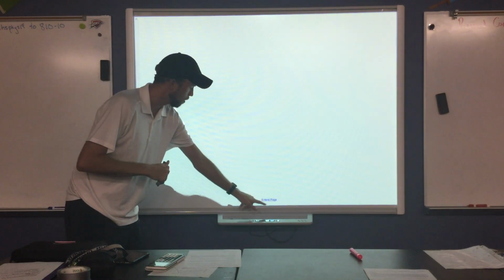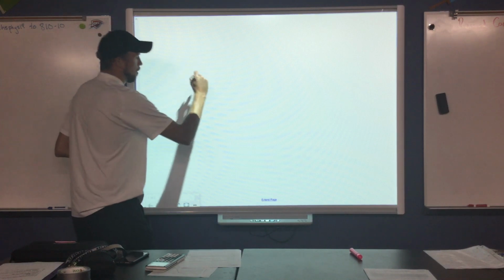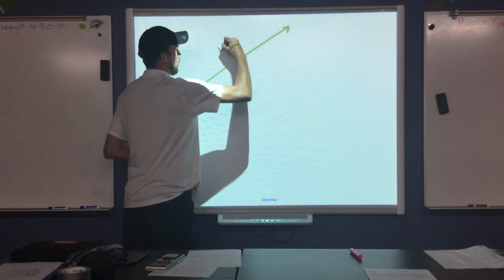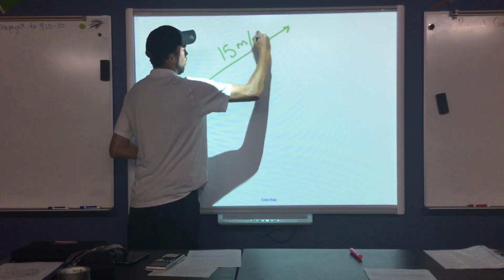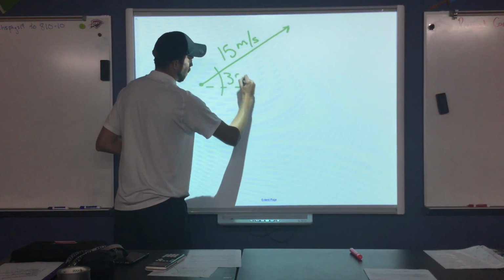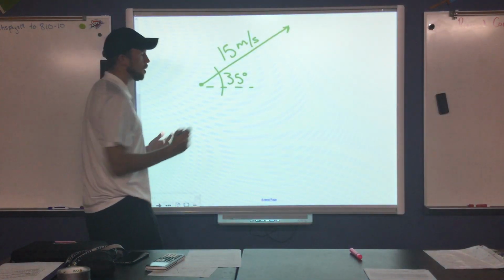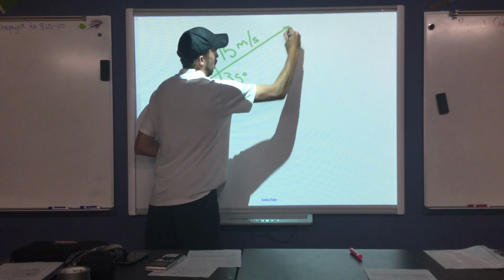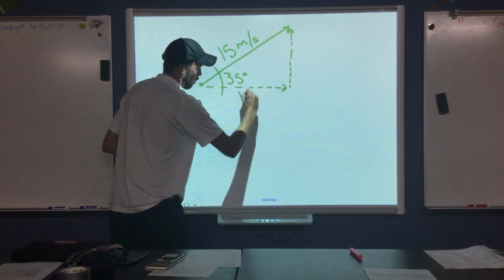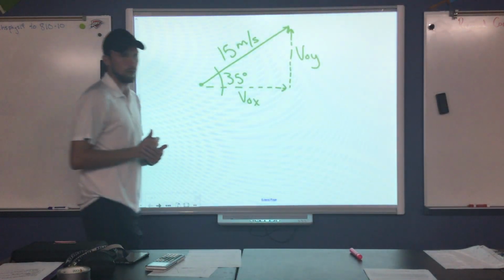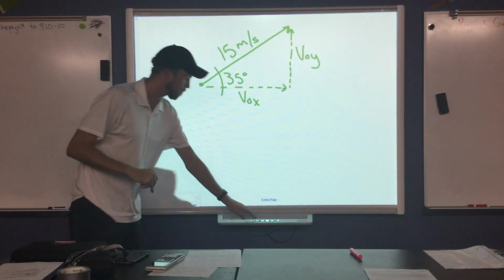So I'm going to redraw my velocity vector down here a little bit larger so we can get a better idea of what we're working with. 15 meters per second at an angle of 35 degrees. So what I will do here is go ahead and draw the components of my velocity vector, initial velocity in the x direction, and initial velocity in the y direction. And we want to solve for both of those.